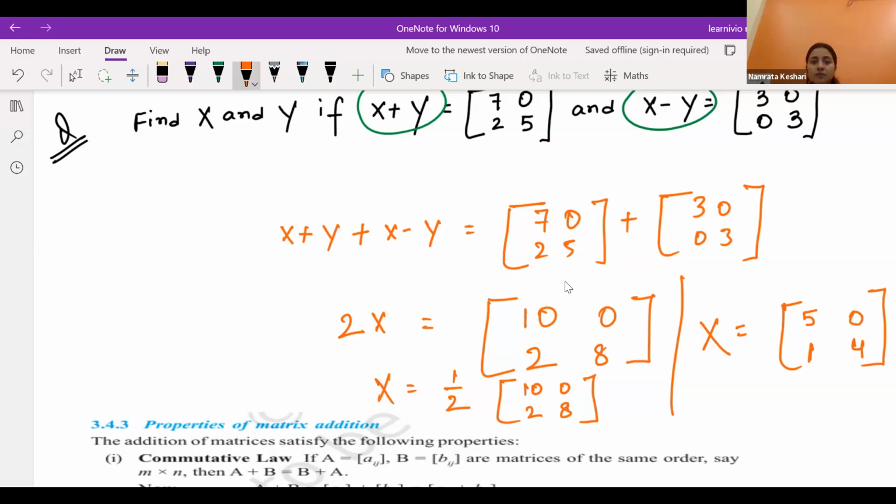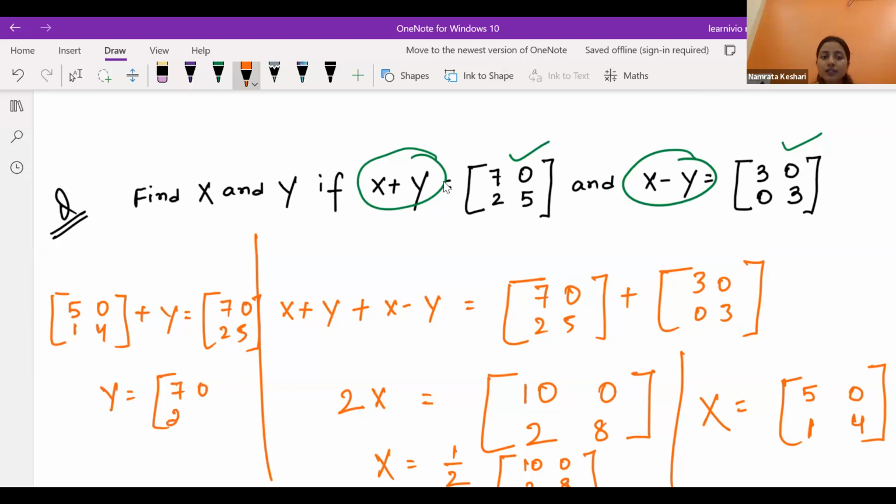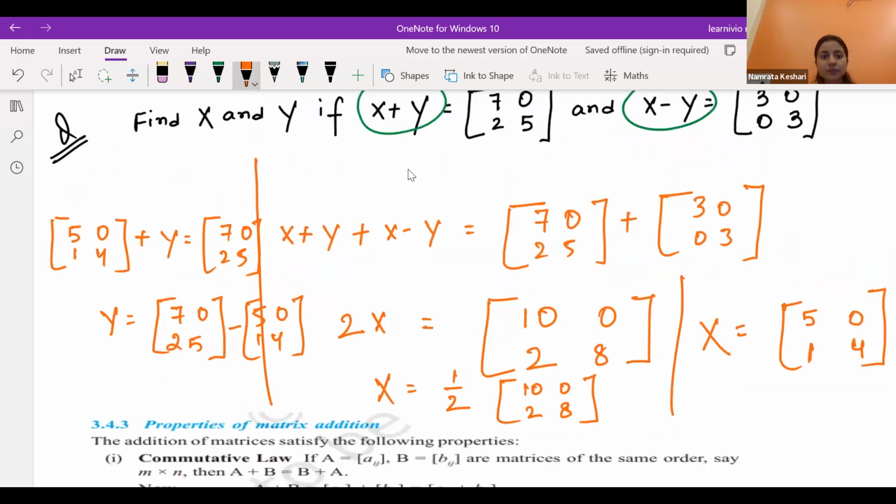And Y. This x we can substitute over here, in the first equation. 5, 0, 1, 4 added with y is equal to 7, 0, 2, 5. Y we will write directly, taking this to the other side with a negative sign. As I said, you can directly write the subtracted form, the answer. So 7 minus 5, that is the basic equation, similarly we are dealing over here. Next.